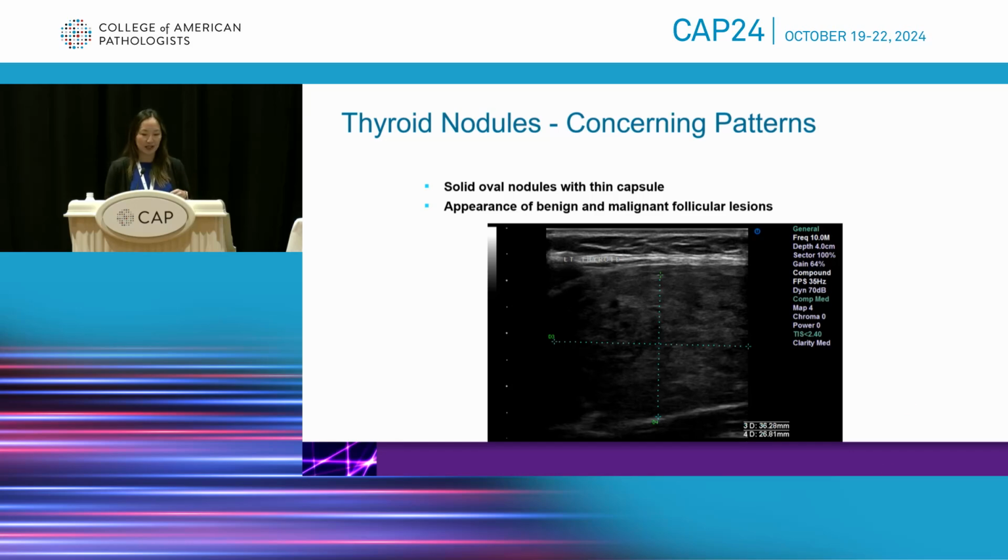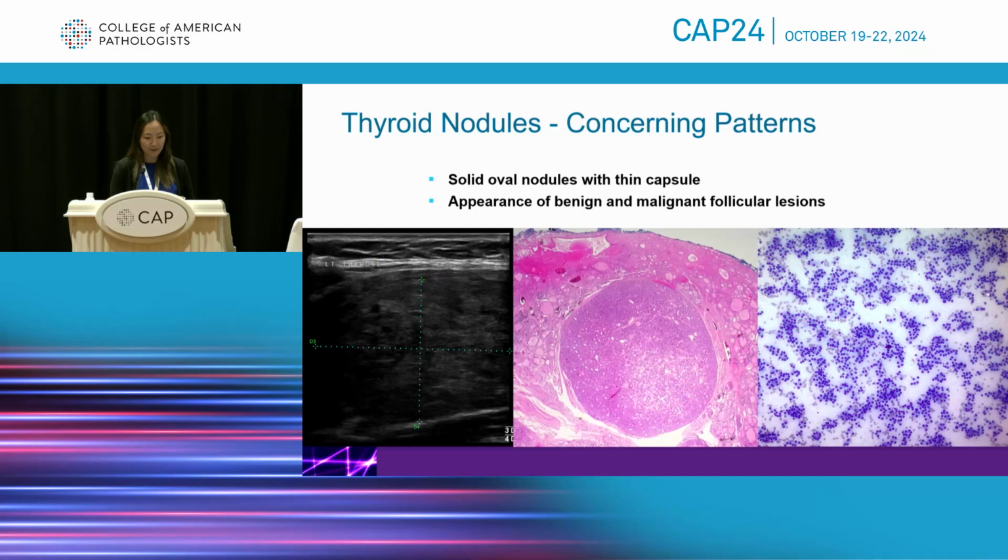So usually you're going to see a pretty well circumscribed lesion. And again, this is what both benign and malignant follicular lesions look like. And here's a nice little follicular adenoma on cytology as well.